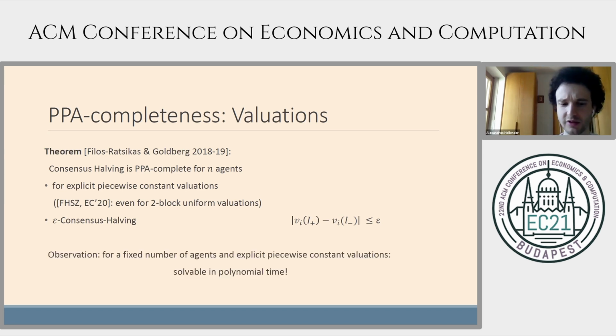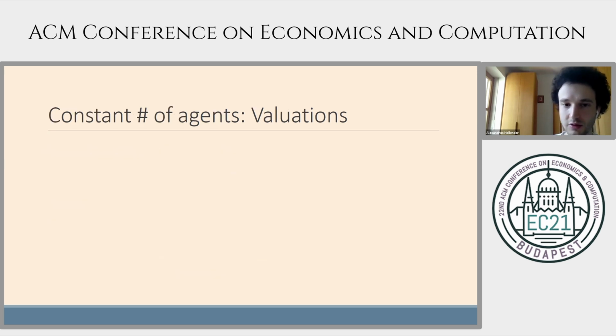So a relatively simple observation is that if you consider a fixed number of agents and this model of valuations, namely explicit piecewise constant valuations, then the problem can be solved in polynomial time. And the algorithm is not that interesting. It's essentially a combination of enumeration and linear programming. But what that tells us is that this is not an interesting model in the case of a fixed number of agents.